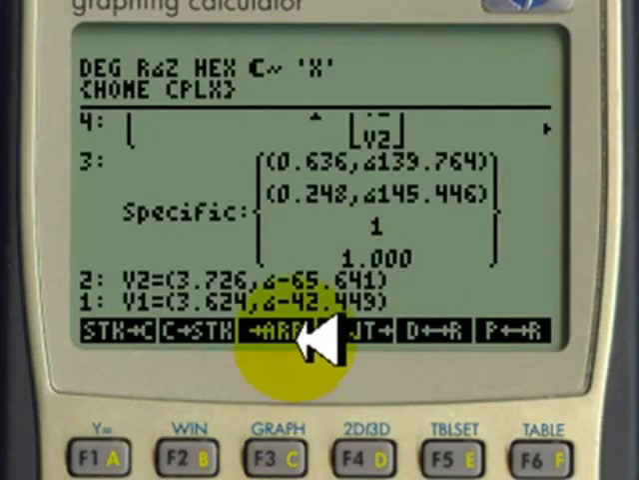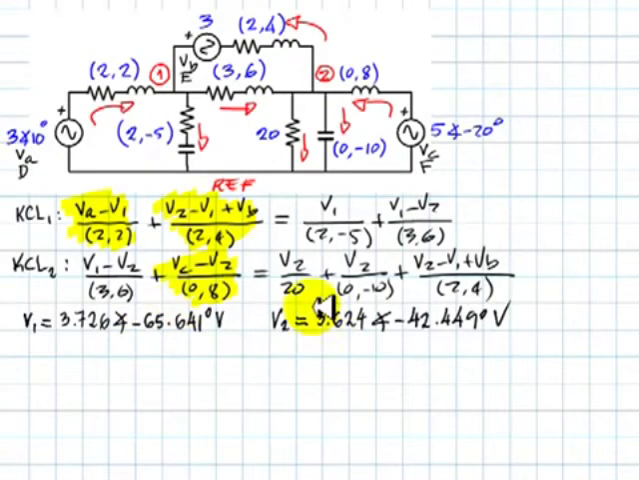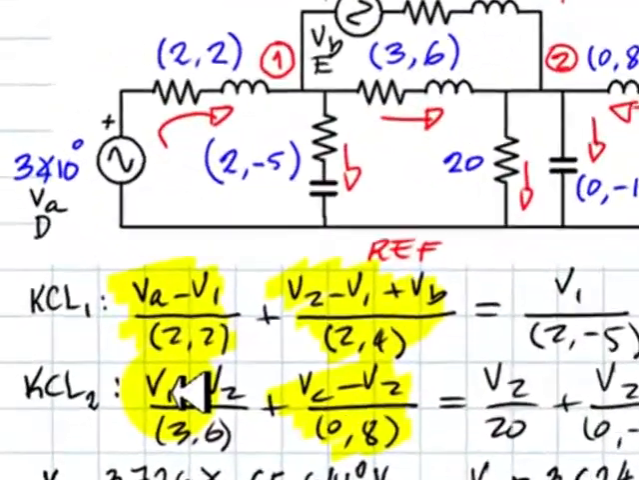Eval, swap, eval the other one. Those are the two voltages we were looking for. V1 is 3.624 volts RMS with a phase of negative 42.449 degrees. V2 is given above. Now that we have those two voltages, V1 and V2 with respect to the reference node, we can compute the current in source A, IA, the current in B, and the current in C, in each one of the sources. Those three currents happen to be given in the equations already. This is IA, this is IB, and this is IC. We substitute those two values, and they are obtained readily, IA, IB, and IC.